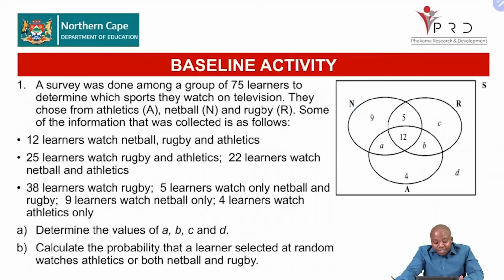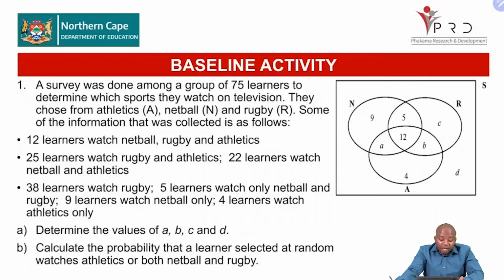12 learners watch netball, rugby, and athletics. 25 learners watch rugby and athletics. 32 learners watch netball and athletics. 38 learners watch rugby. 5 learners watch only netball and rugby. And 9 learners watch netball only. 4 learners watch athletics only.